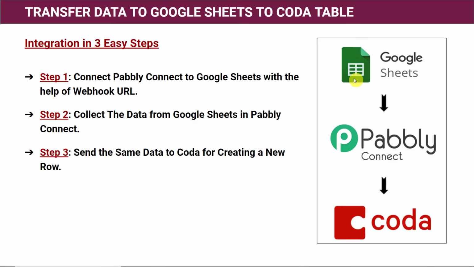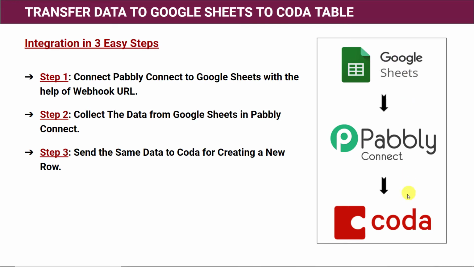Now before I show you the steps, how about we begin with a small perspective. Okay, so this is how this integration will work. In the first step, you are going to integrate Google Sheets and Pabbly Connect with the help of the webhook URL. So what is a webhook URL? Well, all you have to do is just copy the webhook URL from Pabbly Connect and paste it into Google Sheets. Now in the second step, you're going to collect the data from Google Sheets. So basically you're going to add a new row in Google Sheets and the same data of the row will be collected in Pabbly Connect because of the former integration. Now in the third step, using the data that you have collected in Pabbly Connect from Google Sheets, you are going to create a new row in Coda.